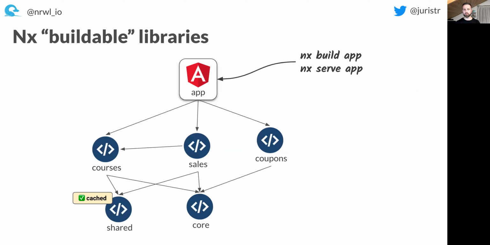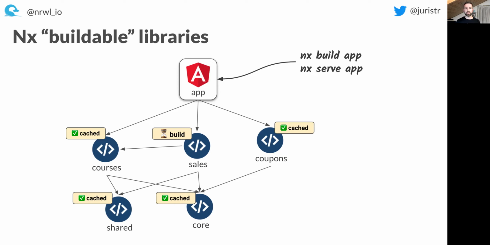And so in this case, for instance, it would go to the shared library and actually execute a build against it. But at that point, again, NX Cloud or the local computation cache would jump in and say this is already cached because someone else built it already. And similarly, you might have that with core, with courses. With sales, we actually have to build it because we might have made a change in our feature request, or someone else, it simply hasn't been built yet. And similarly with the coupons, it is also cached.